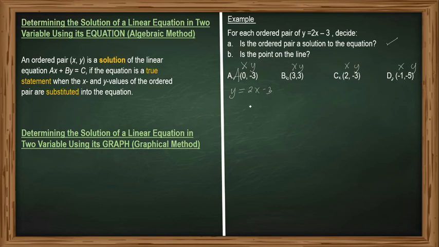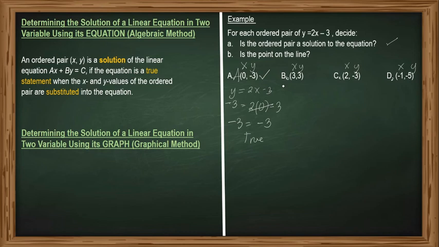So let's do the substitution. So we have now our y is equal to negative 3. We copy 2 because that's constant. We have x is 0. Copy negative 3 or minus 3. So we have negative 3 is equal to 2 times 0 is 0. So what's left here is negative 3. Now this is a true statement. Thus, point A is a solution of the equation.